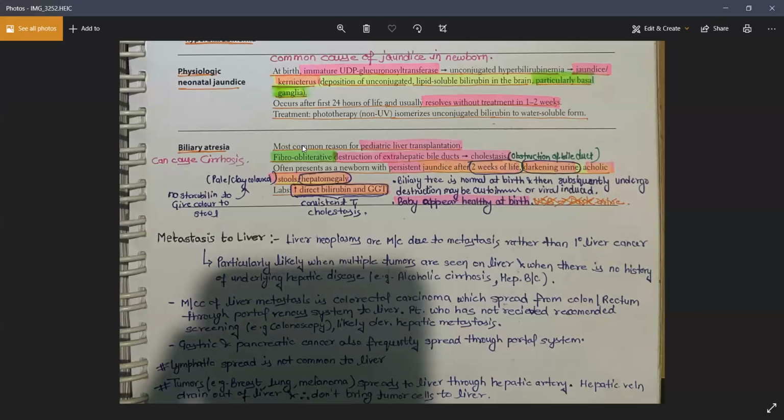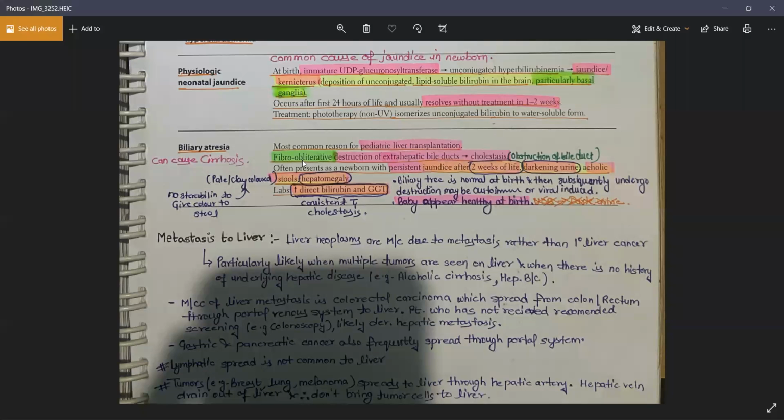Okay, so it will present with jaundice after 2 weeks of life. Okay, and the darkening of the urine, because all of the conjugated bilirubin will leak out into the circulation, and there it can reach the kidney. From the kidney it would be excreted, right? But it gives the urine a very dark color because of the conjugated bilirubin.